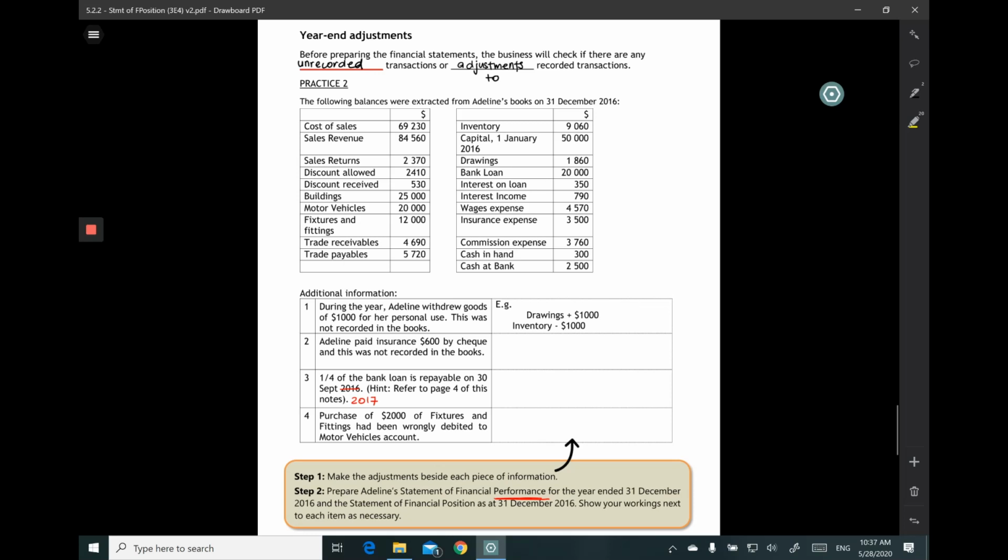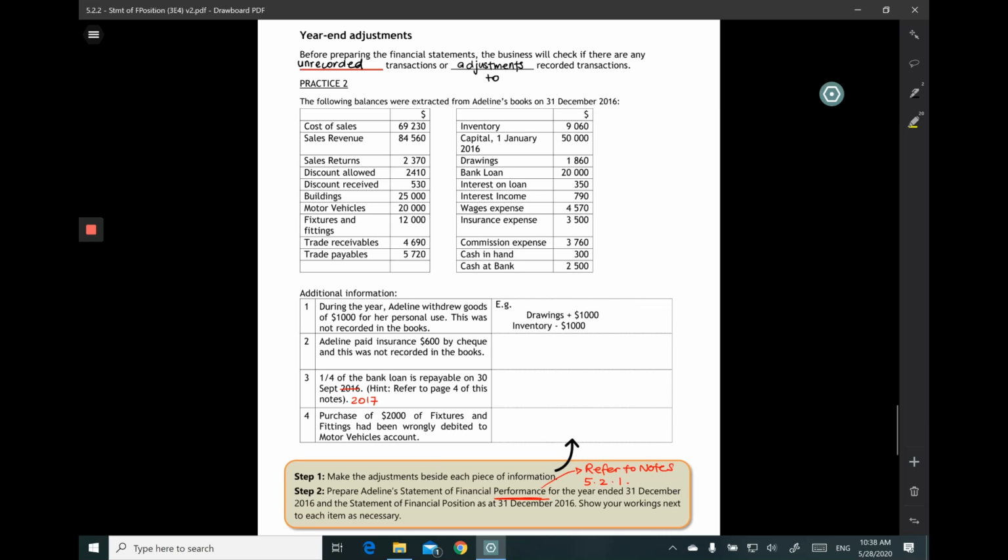Okay, in case you have forgotten how to prepare that, you may want to refer to notes 5.2.1, where the template on how to prepare the statement of financial performance is prepared for you in that set of notes. So once you're done with the statement of financial performance, then you can do the statement of financial position. Because if you don't do the statement of financial performance, you won't be able to get the profit for the year. Okay, so now I'm going to show you how to do the adjustment.